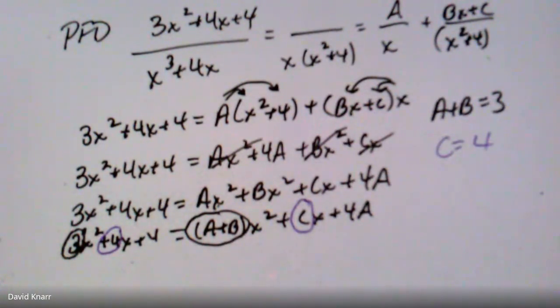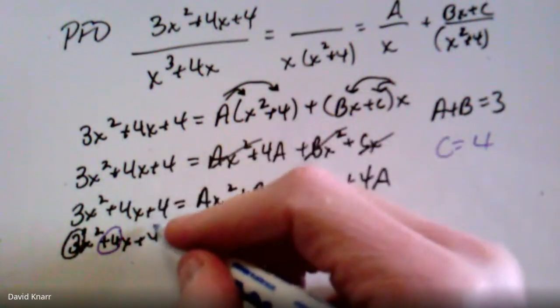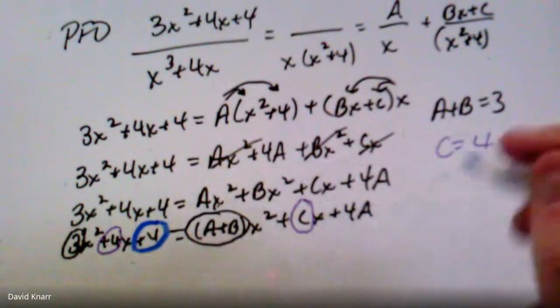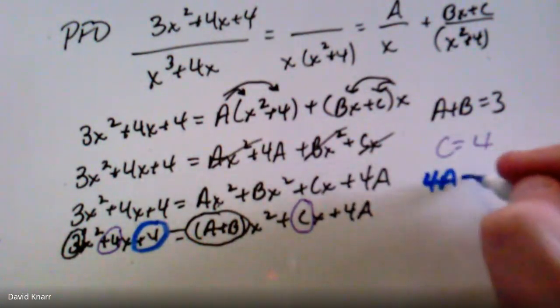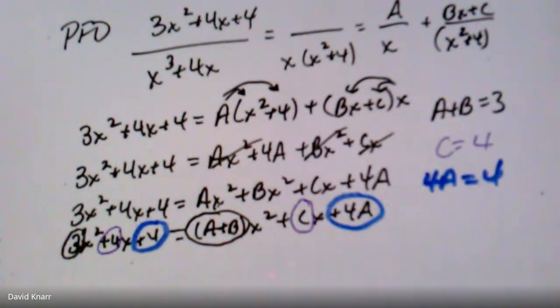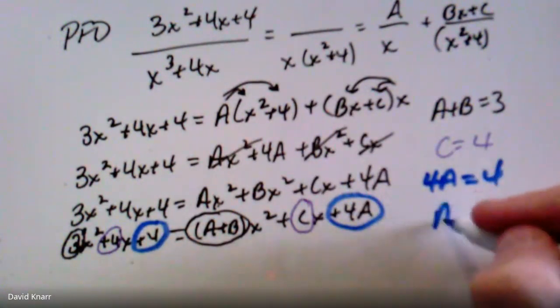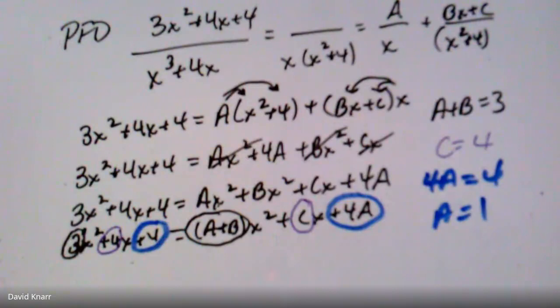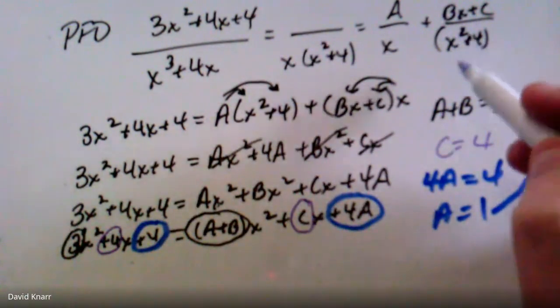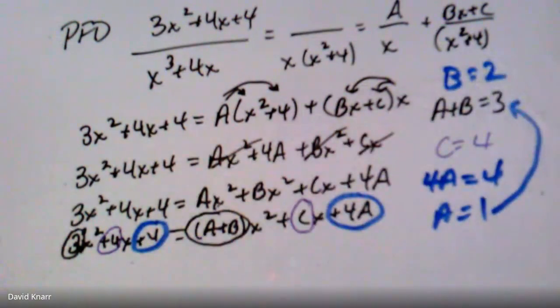And finally, we have a positive 4 on the left by itself, no variable. On the right, we have a 4a with no variable. So we know 4a equals 4, which means a equals 1. And if a equals 1, put 1 in up here, and you get b equals 2. And there are your 3 variables. All done. Pretty quick, right?